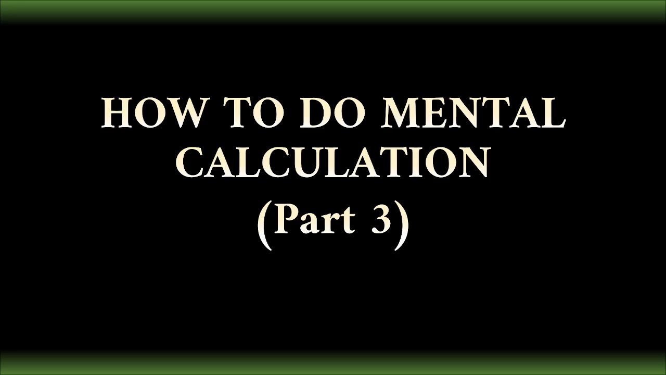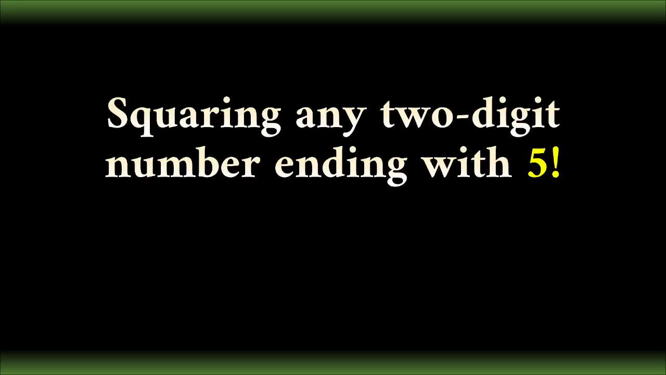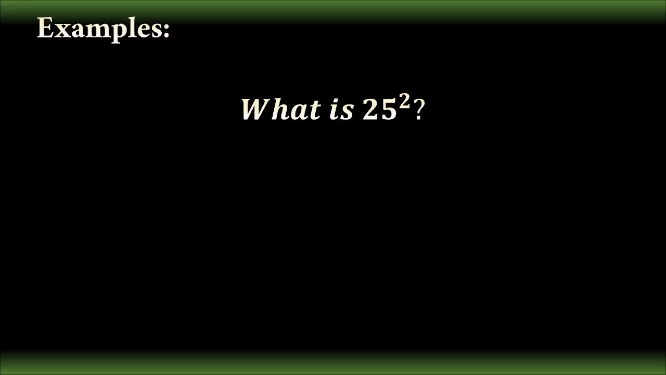So today we're going to discuss squaring any two-digit number ending with 5. When we say two-digit numbers, it means that we square 15 or 25 or 35 up to 95. So basically we have these examples. Suppose we want to get the square of 25. What is the square of 25?